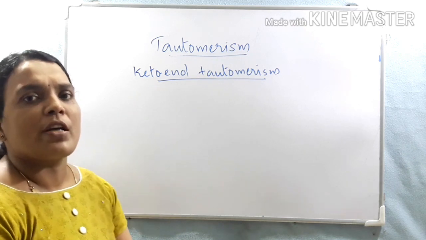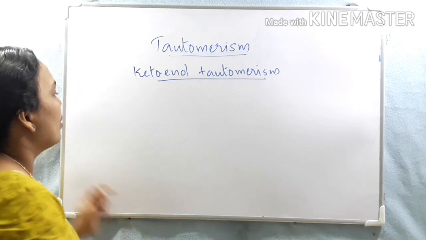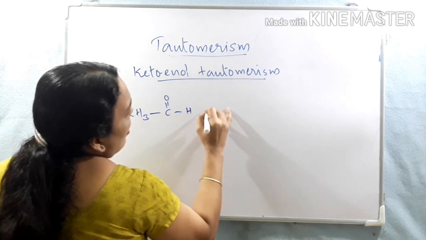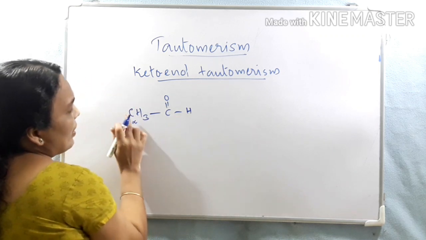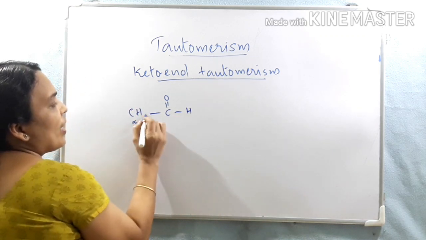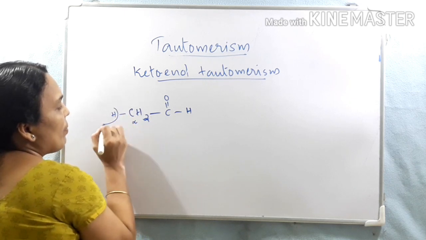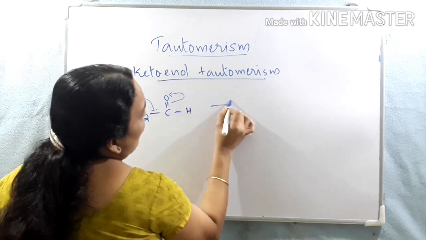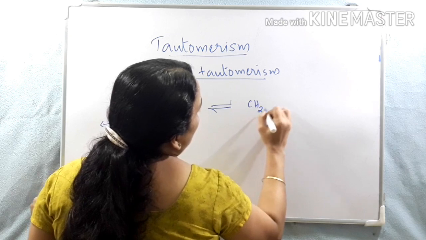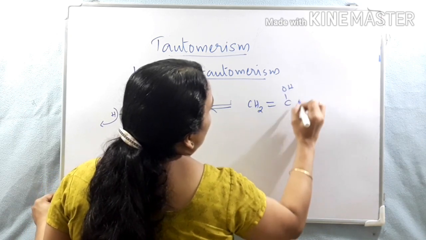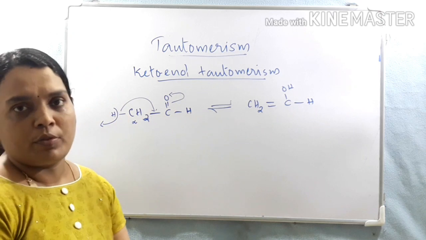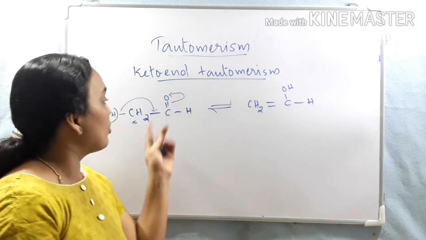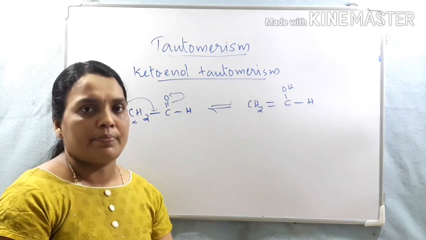We already observed an example. In the case of CH3COH, here this is alpha carbon, this is sp3 hybridized carbon. So one of the hydrogens from the alpha carbon migrates and this electron shifted to here, this electron shifted to here. So we have an enol form, CH2 double bond COH. This is an enol form. So that is keto-enol tautomerism.